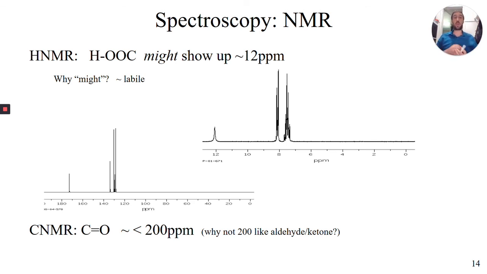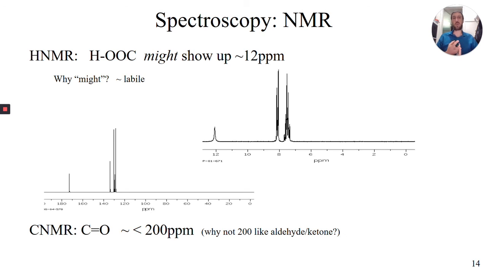Carbon NMR, we do see the carbonyl show up. We won't see the OH because the OH is not carbon. But we will see the carbonyl. The carbonyl does tend to show up a little bit lower than 200, which is what we would expect for the carbonyls of aldehydes and ketones.